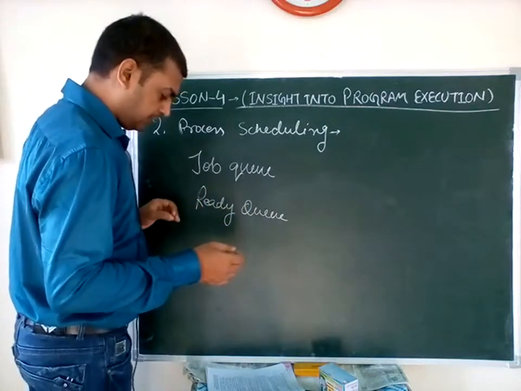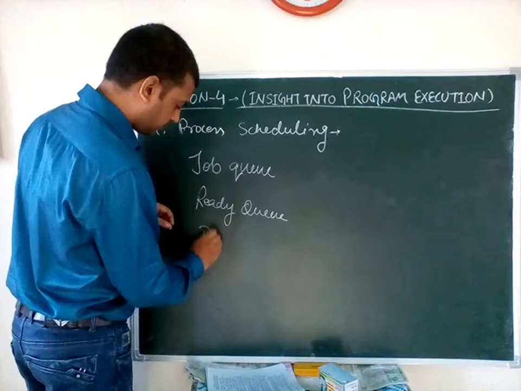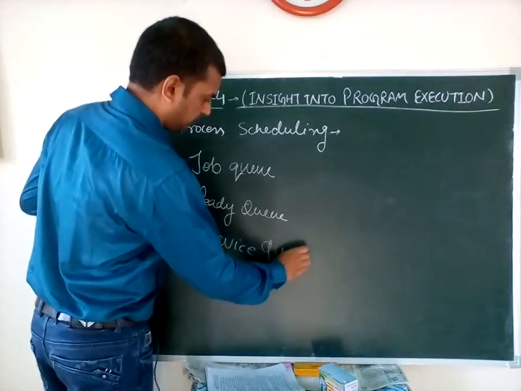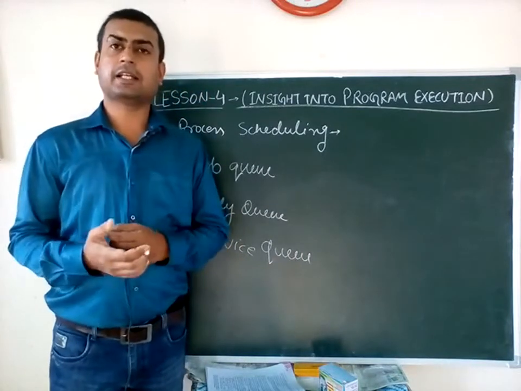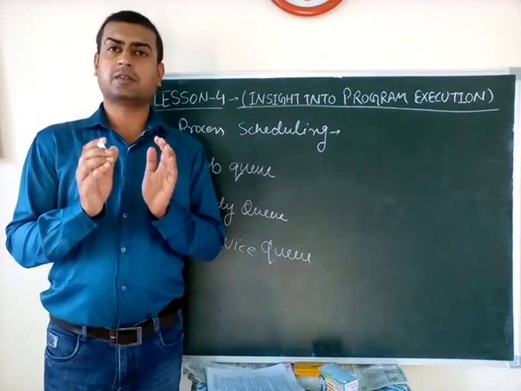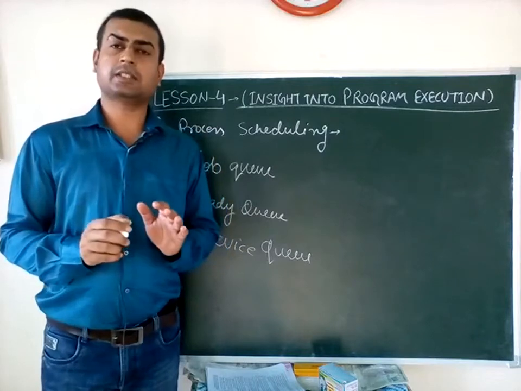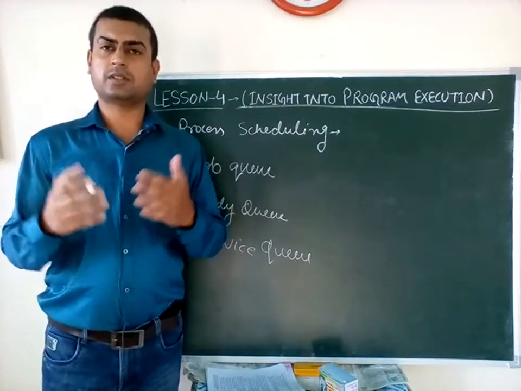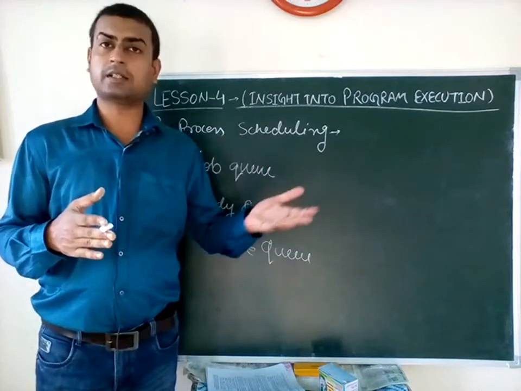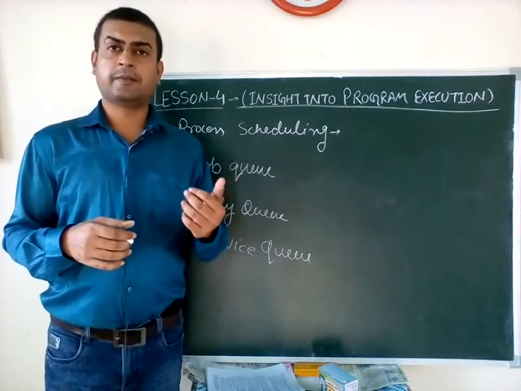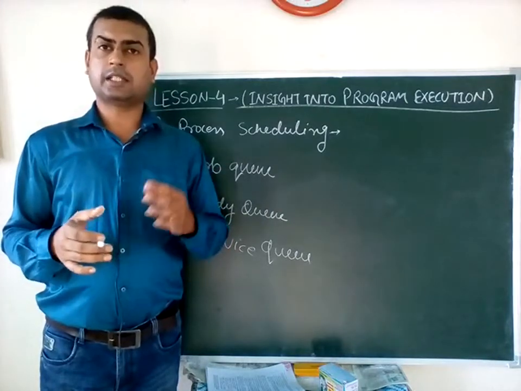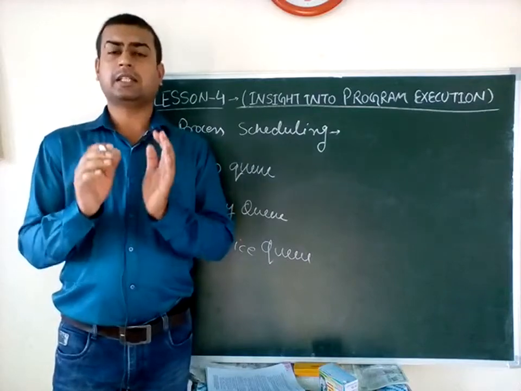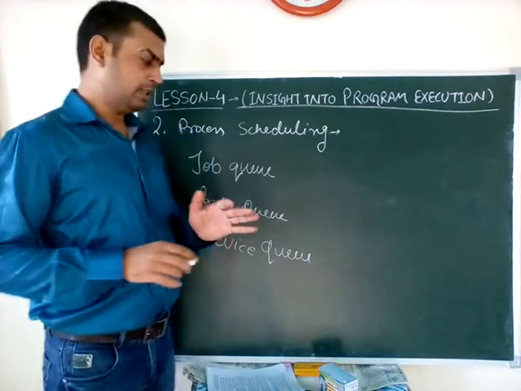Next is the device queue. Device queue is the line in which a process wants a particular type of device. If any output is needed, the output may be of different types: sound, visual, or hard copy. So whichever type of output is required, that kind of line will be formed by the operating system, and it will be sent to that part. So this is the device queue.